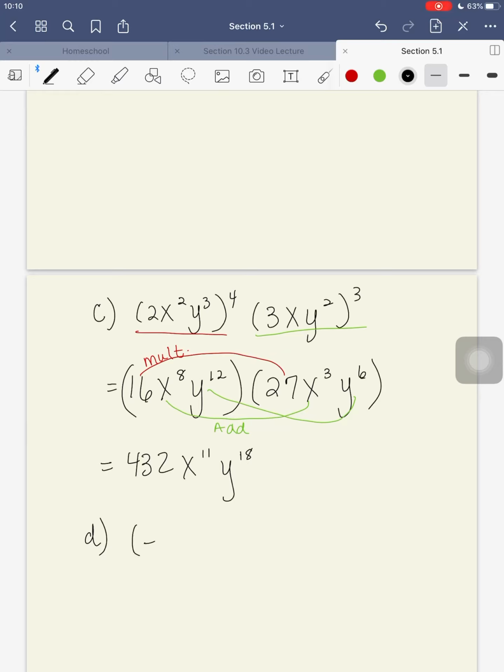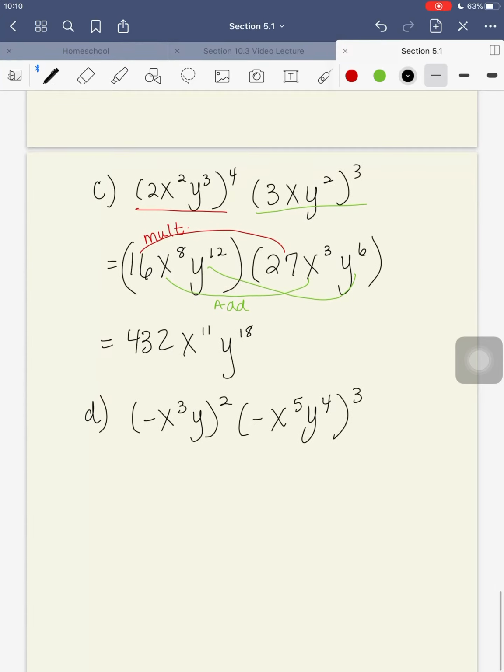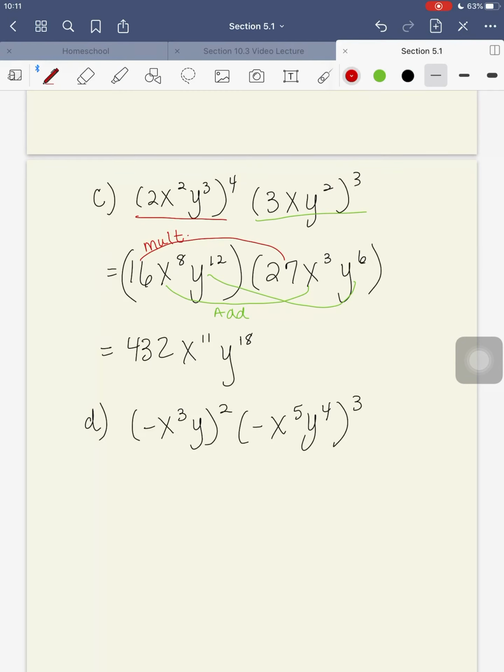Let's try another one. Negative x cubed y, and this is squared, times negative x to the 5th, y to the 4th, and this is cubed. Since we have a negative inside the parentheses, we have to determine if it's going to be negative or positive. Since I have an even exponent and a negative inside the parentheses, this one will evaluate to a positive. This one I have an odd exponent and a negative inside the parentheses. This one will evaluate to a negative. And a positive times a negative equals a negative. So the final answer will be negative.